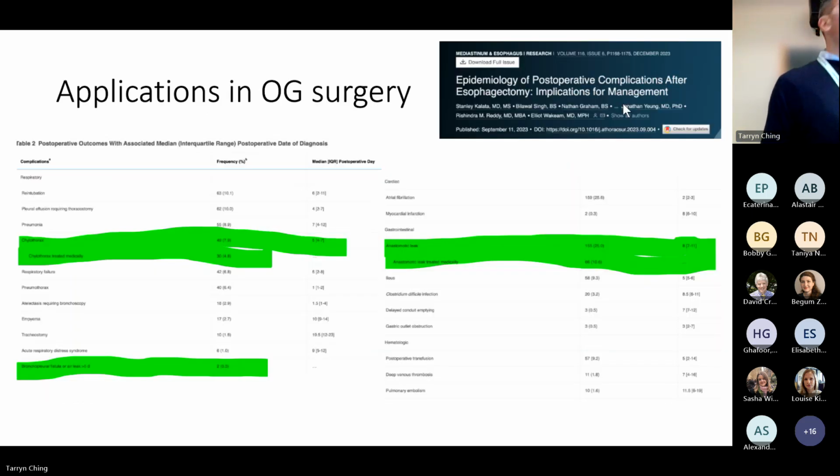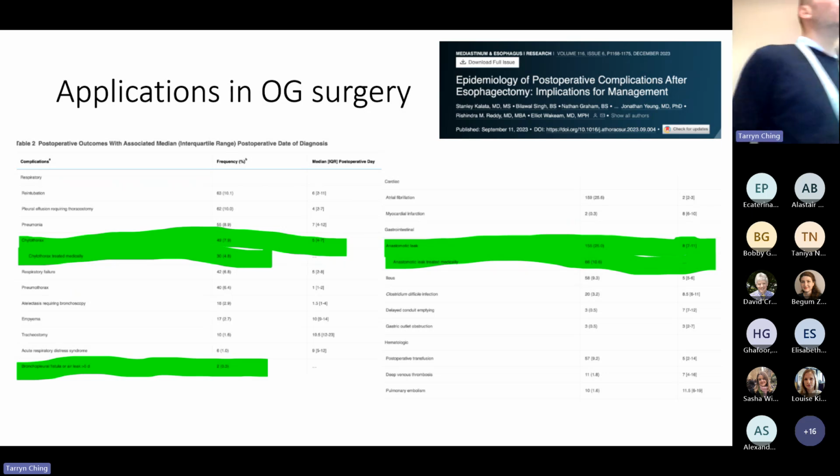In esophagogastric surgery, we have a number of problems, as you well know. I don't know if you can read, but this is the most recent publication on the epidemiology of complication after esophagectomy. As you can see, I've highlighted in green the field of application that ICG is currently in use in my practice. So in the diagnosis of chylothorax, or the prevention of chylothorax, specifically in the identification of the thoracic duct, as you can see, we have chyle leaks in over 10% of the patients.